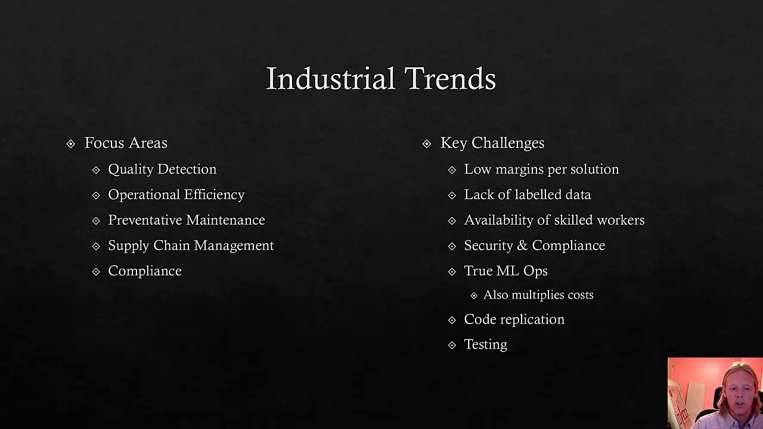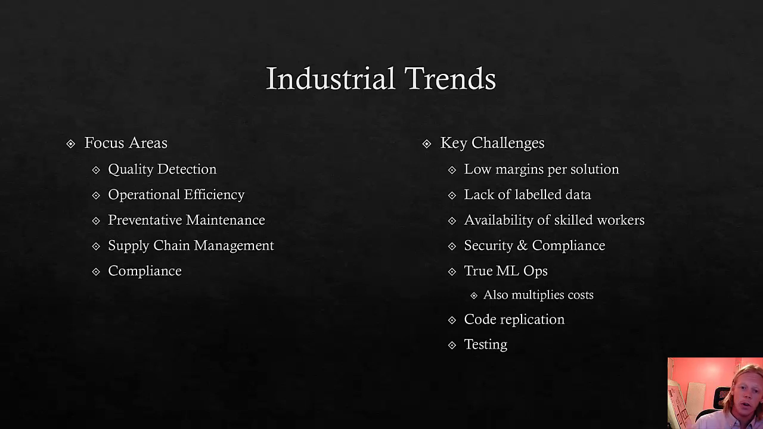Preventative maintenance sort of fits in with operational efficiency. It's basically, can I detect that a machine's going to go down before it goes down so I can improve my operational efficiency? Supply chain management is another big one, as is compliance. For this particular accelerator, we're really focusing on the quality detection and the operational efficiency. We didn't really inherit preventative maintenance. So by focusing on quality detection, we were able to also inherit operational efficiency.